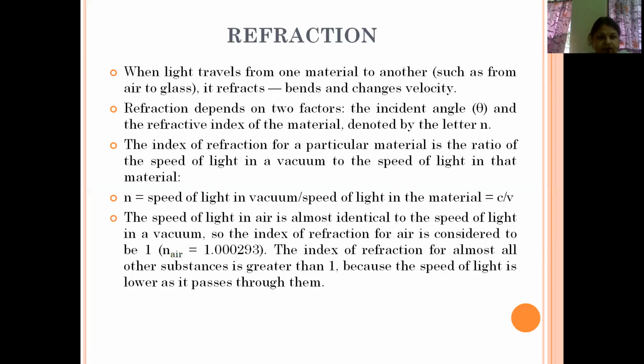Now n is equal to the speed of light in vacuum divided by the speed of light in the material, that is equal to c by v. The speed of light in air is almost identical to the speed of light in a vacuum, so the index of refraction for air is considered to be 1. The index of refraction for almost all other substances is greater than 1 because the speed of light is lower as it passes through them.